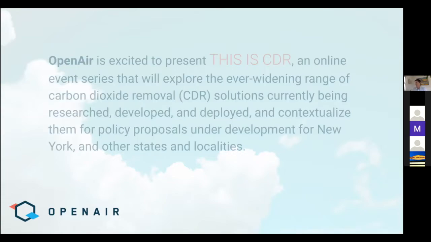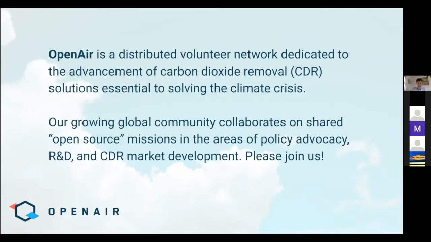Quick background on Open Air: we're a distributed, open source, all volunteer network dedicated to the advancement of carbon removal solutions that are essential to solving the climate crisis. In our growing community, we collaborate on shared open source missions in the areas of policy advocacy, research and development, and market development for carbon removal.